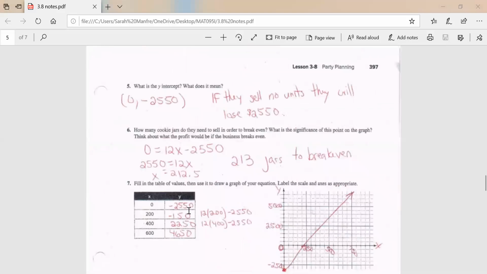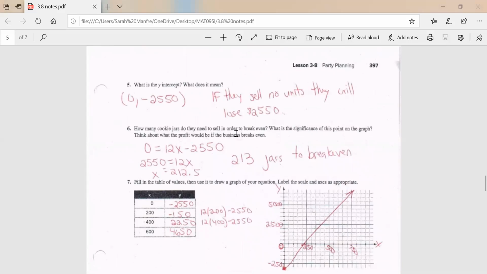All right, question 6. How many cookie jars do they need to sell in order to break even? Well, that means their profit is going to be 0. So 0 is going to equal 12x minus 2,550. I need to solve this for x, so I'm going to add 2,550 to both sides. Divide by 12 means that it's 212.5. Well, they cannot sell 0.5 cookie jars, so that means they need to sell 213 jars just to break even.